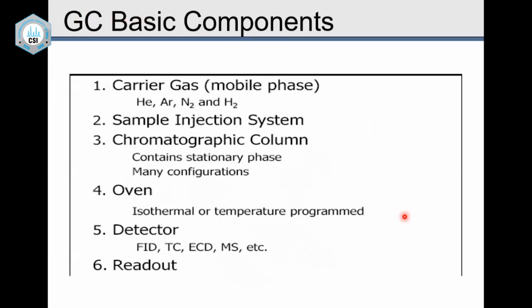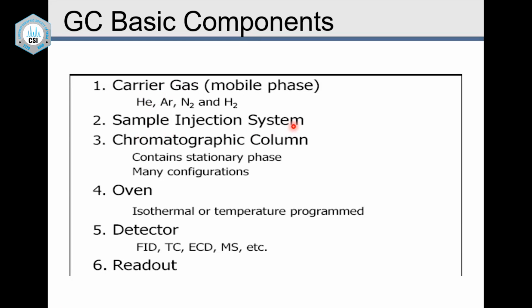These are the components of a GC. Carrier gas: we have helium, argon, nitrogen, hydrogen. These are the normal gases which are used. Helium nowadays we are trying to avoid, and we work with nitrogen or hydrogen depending upon the detector of choice. So these two gases are preferred. Helium is very costly, and the scarcity of helium is coming up, and because of that helium needs to be avoided.